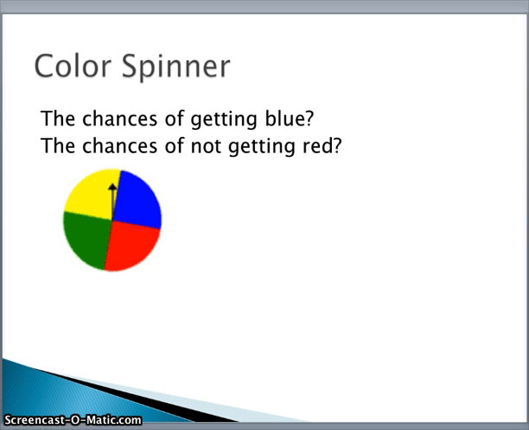Now let's take a look at not getting the color red. So take a look. There are 4 colors and 3 of them are not red. This means that 3 out of 4 is your chance of not getting red.